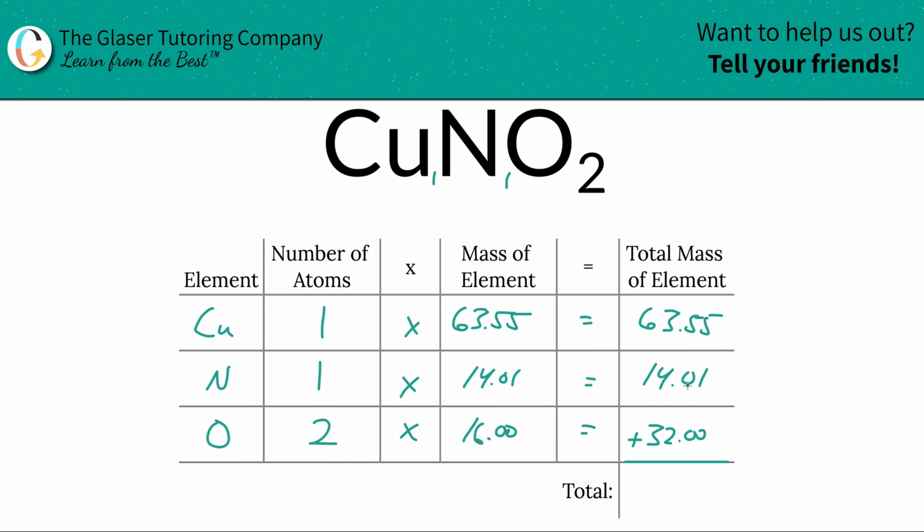And then we're simply going to add this column on up now to find the total mass of the entire compound, not the element. So when we add those together, it's going to be 109.56. Vocabulary always gets me, but what are you going to do? Since we're solving for molar mass here, the units are in grams per mole, and that's all there is to it.